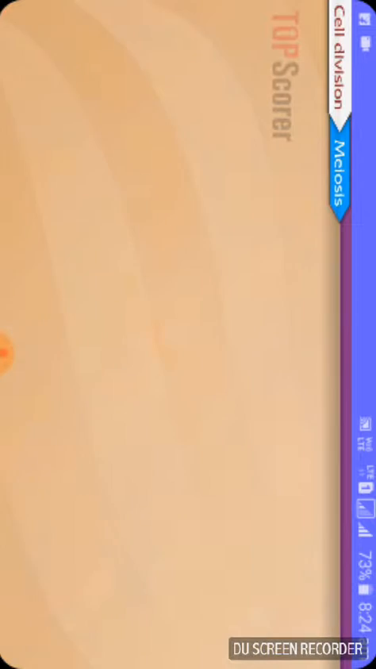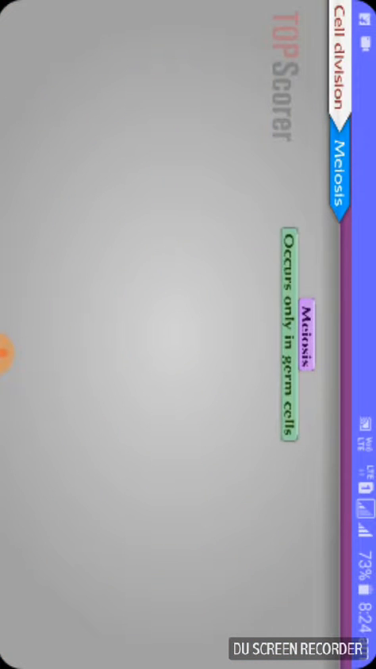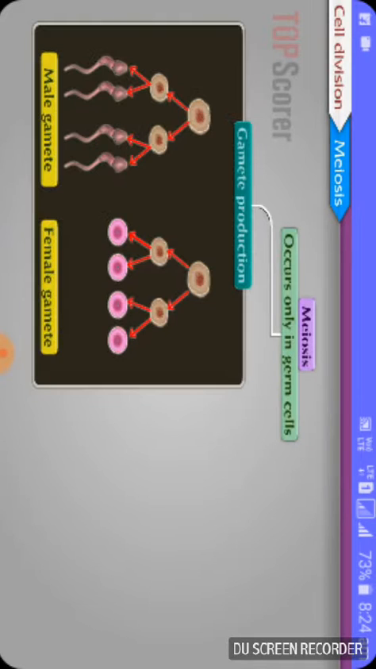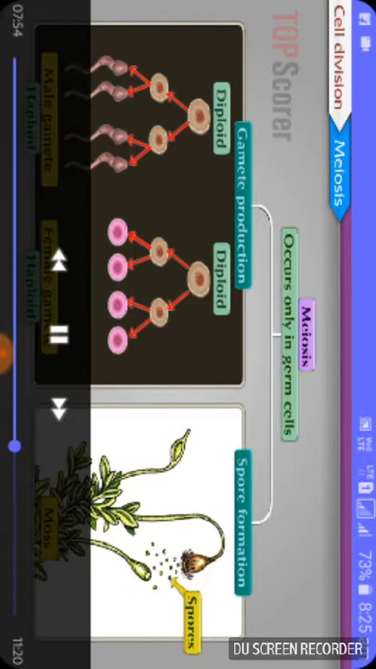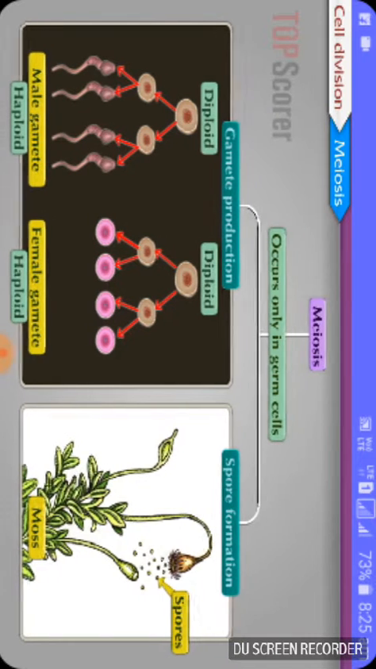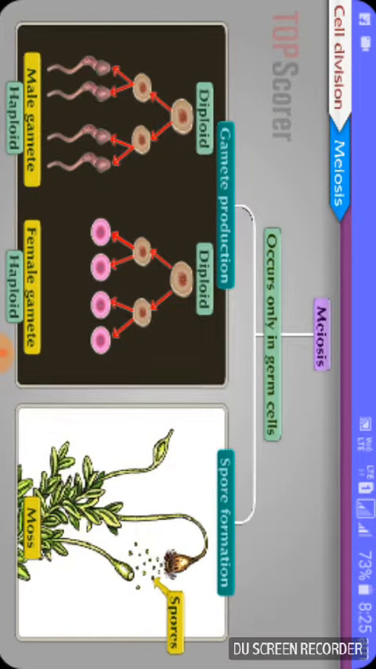Meiosis. Meiosis occurs only in germ cells. The process of gamete production and spore formation occurs by meiosis. After meiosis, one diploid cell gives 4 haploid cells. Meiosis is completed through 2 stages: meiosis 1 and meiosis 2.